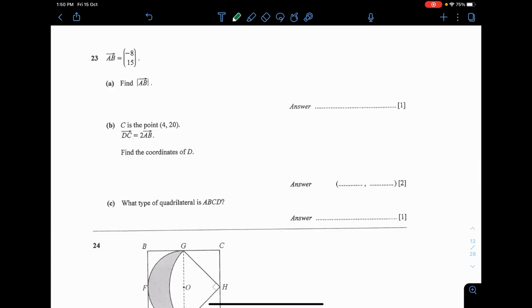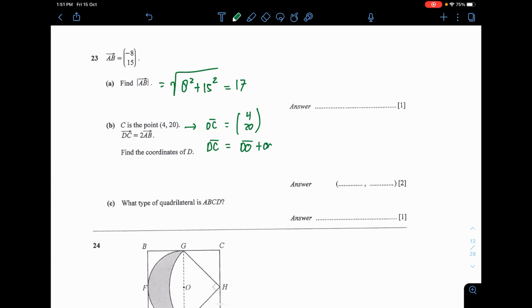Next, vector AB. To find the length of AB, you just need to do the square root of length squared plus this thing, and that will be 17. The point C is given to be this, which means that OC is 420. DC is 2 of AB. So DC is DO plus OC.